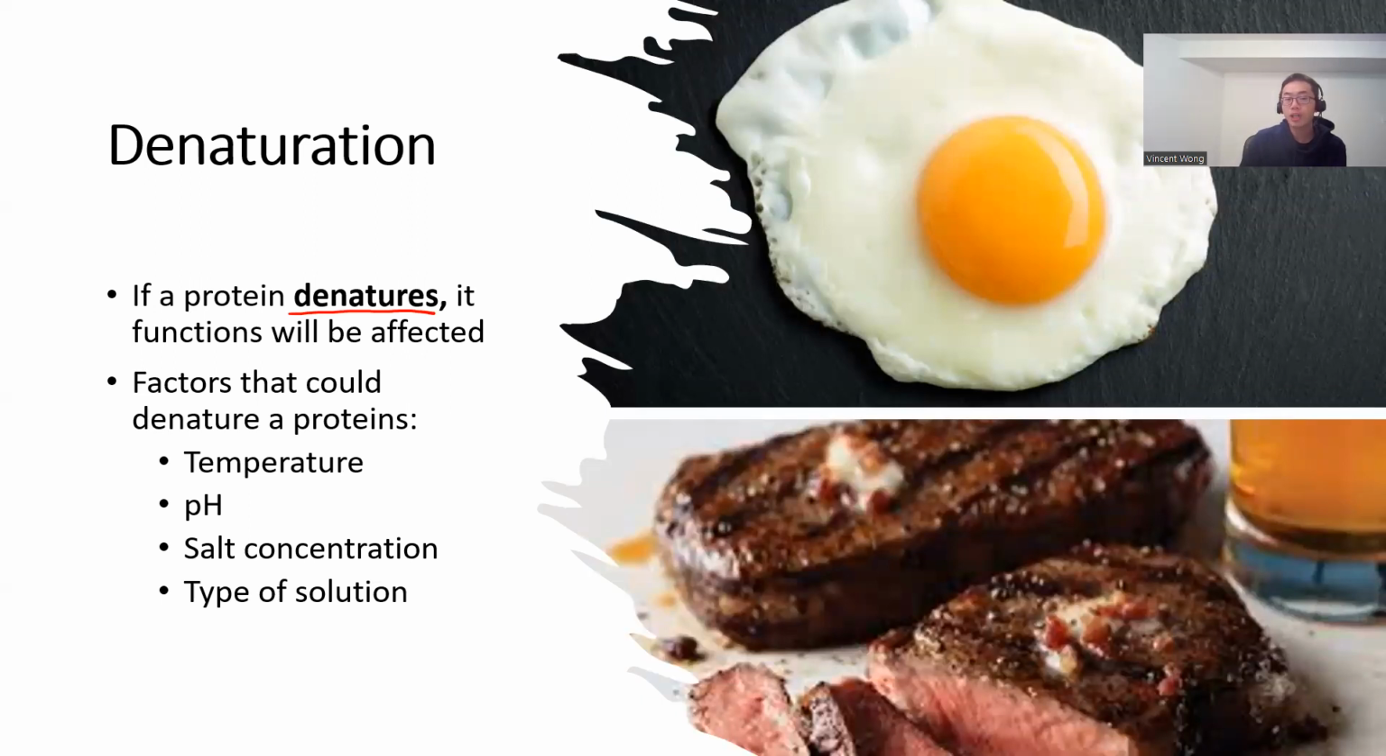Changing the pH can also denature proteins. That's why if you add vinegar to milk, the milk starts to clump together, right? That's pH changing the milk proteins. Changing the salt concentration, changing the type of solution, all these things could alter the shape of the protein and therefore cause it to not function.